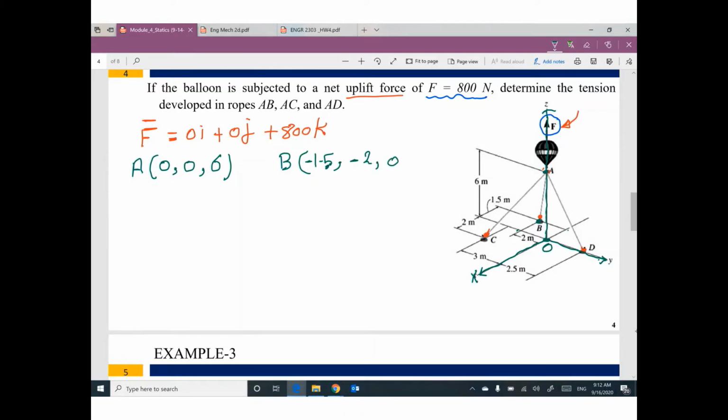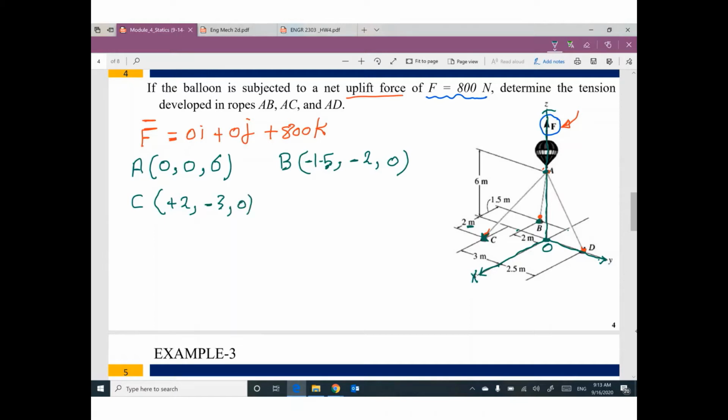Keep going. Point C. What are the coordinates of point C? Here is point C. If you would like to move from the origin 0, 0, 0 to point C, I'm going to move in x, how much? 2, positive 2. I'm going to move in y, negative 3. I will not move any in Z.